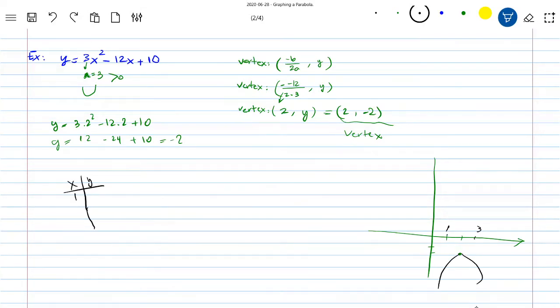Let me erase this. Sorry. I went too far. 1, 3, you'll get 1 and 1. I wanted to erase this 1 and 3. They're in the way. Okay, so here at 1, we have 1. At 3, we have 1.